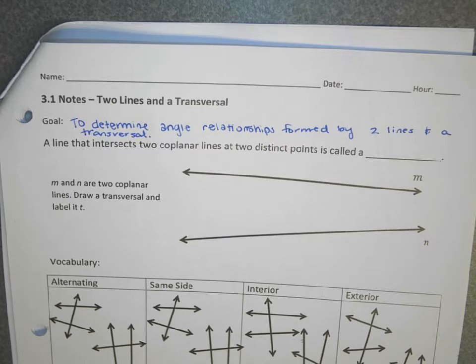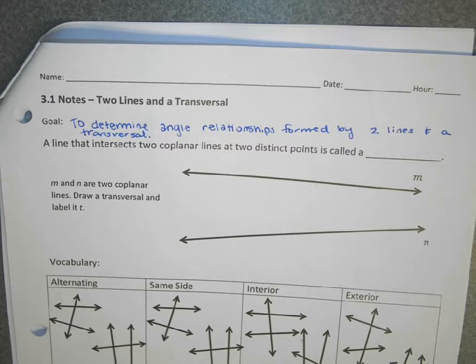So we know what lines are. That is something that we've defined. They are something that goes on forever in two directions. But a transversal, it's another line that goes through the two lines. So it's going to be intersecting those two lines.